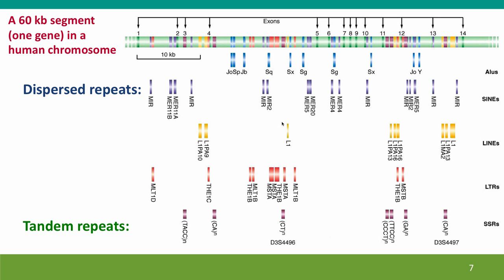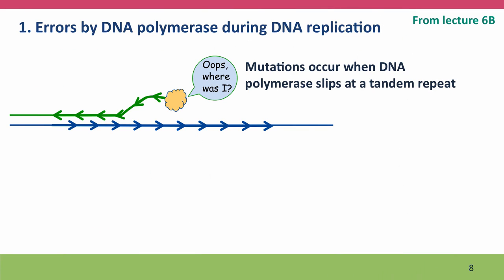For example, here's an L1 category repeat. Here's another L1 category repeat. Now, these repeats cause, as I said, different kinds of changes to chromosome structure. The first kind you've already encountered in the context of VNTR repeats. The slipping by DNA polymerase is the way that variable number tandem repeats come to exist in variable numbers.